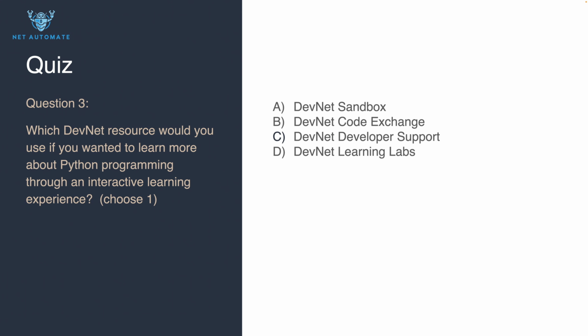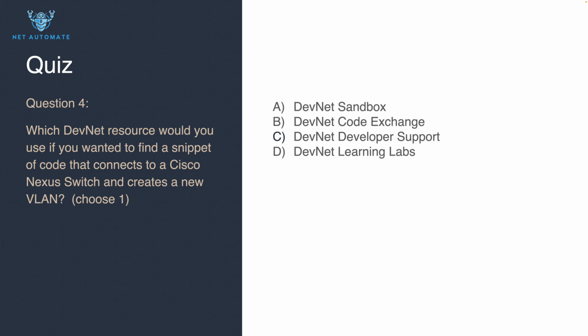Question number 3. Which DevNet resource would you use if you wanted to learn more about Python programming through an interactive learning experience? Choose one. The correct answer is D, DevNet Learning Labs. The Learning Labs are a good resource if you want guided hands-on experience with the different technologies that are covered in this course.